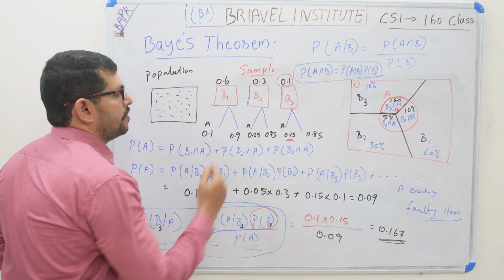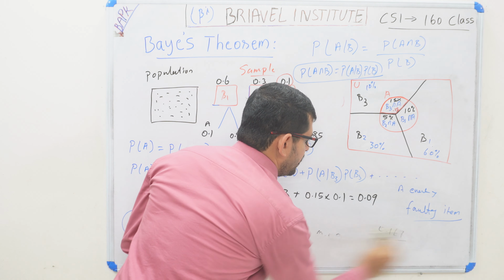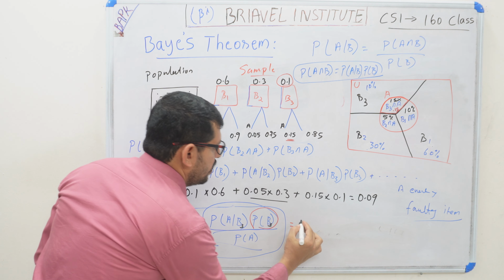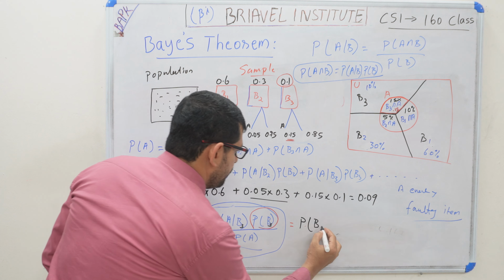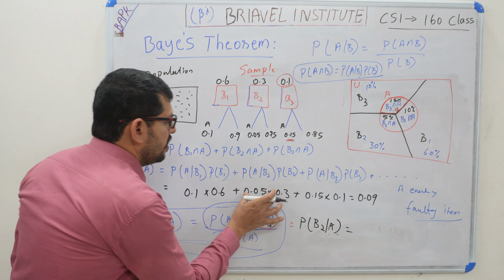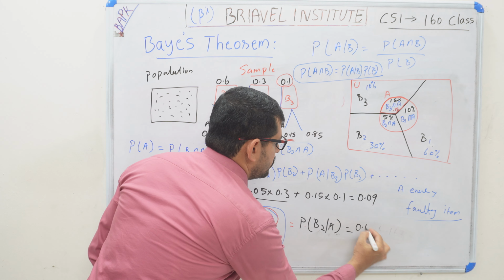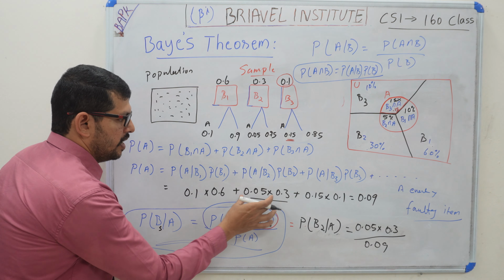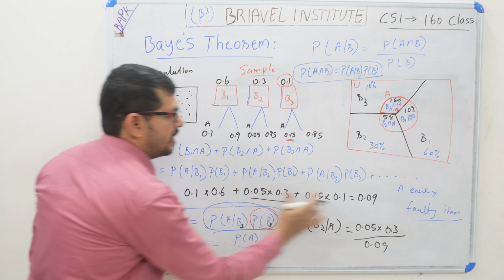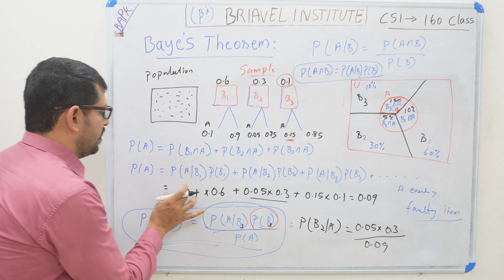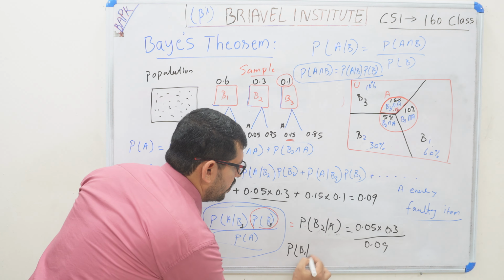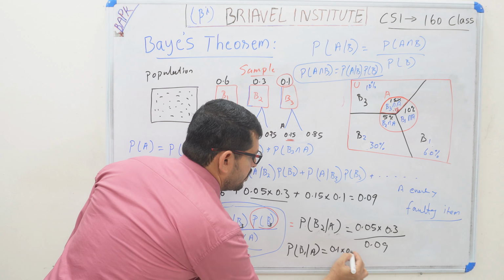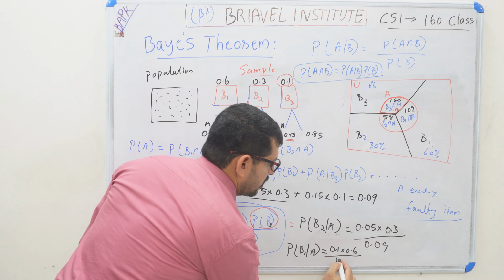And what is it from B2? B2 also we can write like that. From B2, what will it be? Here we can write it very easily. Probability of B2 given A, we can write the same way: 0.05 multiplied with 0.3, whole divided by the total probability 0.09. One probability divided by total probability. You can try: what is the probability of B1 given A? You can take from the total probability 0.1 multiplied with 0.6 divided by the total probability 0.09.